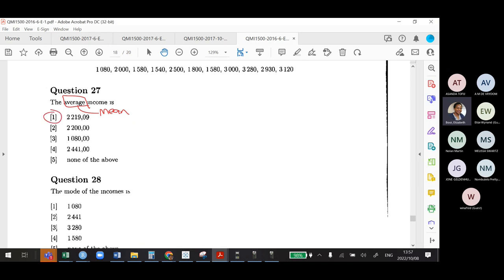The next thing is, what is the mode of this question? Which number appears more than the other numbers? So if we would have ordered this data, it would have been easier to see which one is appearing more than the others. But in this instance, I can see 1,508.80. What other number? It's only that number, right? Yeah, that's our 1111. So the answer would be option 4.